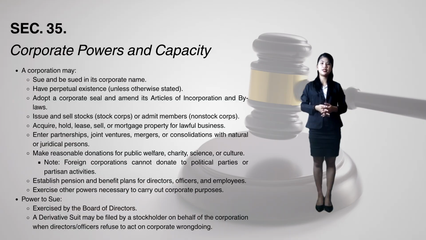Section 35 discusses the corporate powers and capacity of a corporation. As a juridical person, a corporation can sue and be sued in its corporate name, and may have perpetual existence unless otherwise stated. It may adopt a corporate seal and amend its articles of incorporation and bylaws. A stock corporation may issue and sell shares, while non-stock corporations admit members. The corporation may acquire, lease, sell, or mortgage property, and it may also enter into partnerships, joint ventures, mergers, or consolidations with other persons or entities.